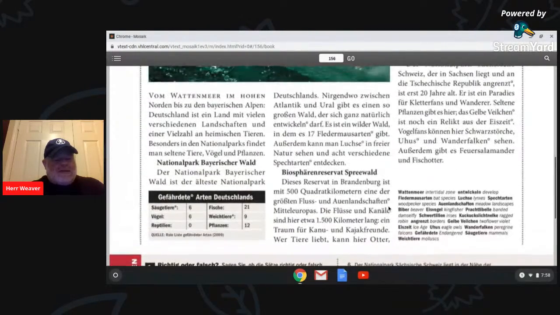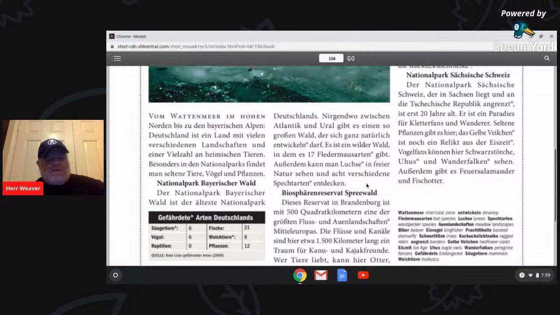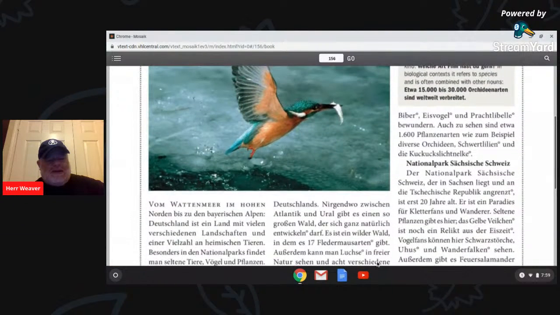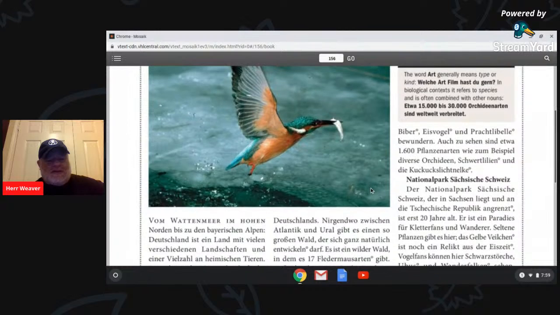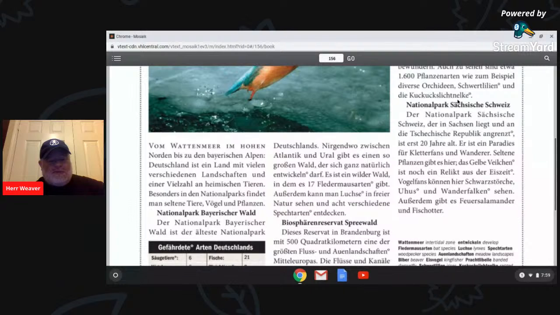But here talks about these right here, Nationalpark, and the Spreewald, which I've talked about maybe back in German too. If not, I'll talk about it again. And that's kind of a neat area I like to go to. And that's kind of south of Berlin. And then Sächsische Schweiz is really pretty in Sachsen.